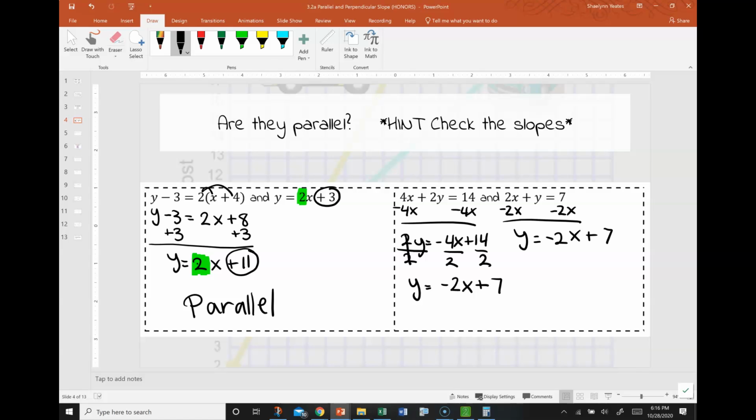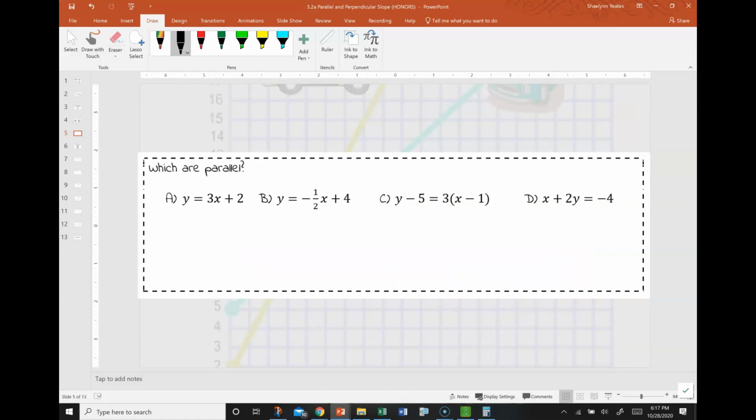plus 7. Now, even though our slopes match, we have this other problem going on. If they start at the same place, that means that they're going to intersect at every single point. These are the same line. So these are not parallel. This is the place where you have to be most cautious when you just check slope. You also have to check that intercept. Are they the same point?